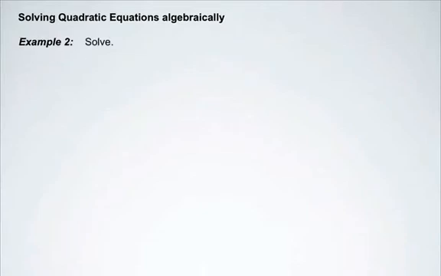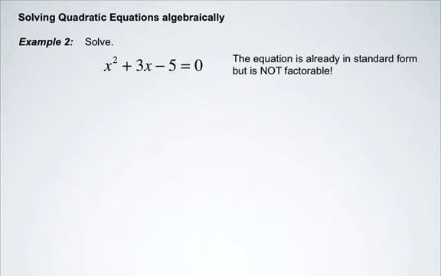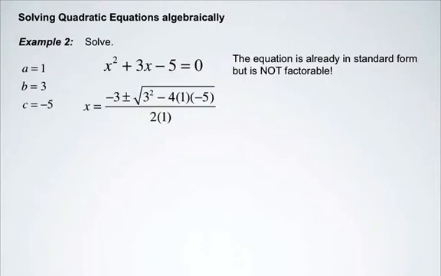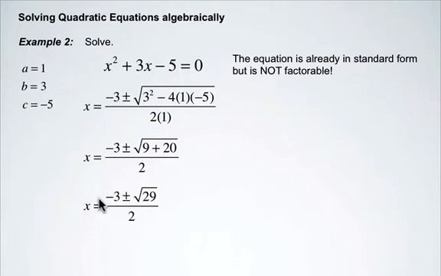Let's look at a second example. We'll solve this one. x squared plus 3x minus 5. The equation is already in standard form, but it's not factorable. a is 1, b is 3, c is negative 5. So we'll use our quadratic formula. We substitute those values in. We start to simplify. We get negative 3 plus or minus the square root of 29 divided by 2.